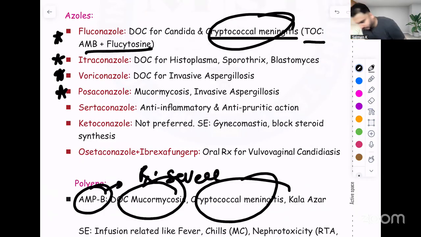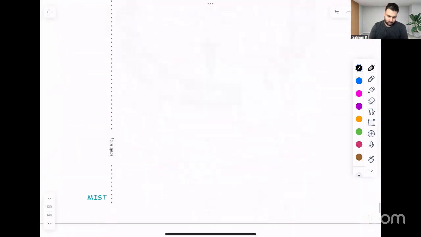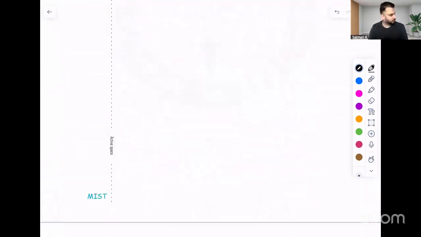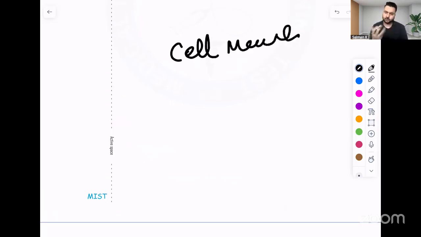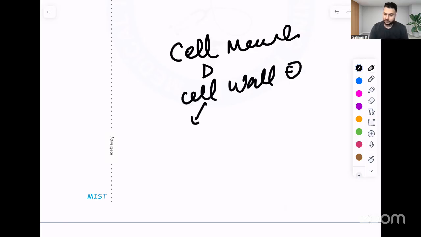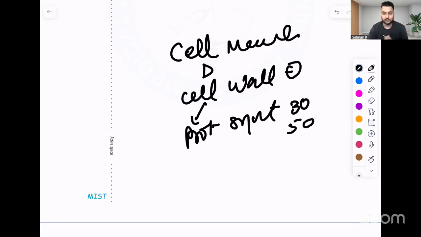Next, if you talk about the general antibiotics, please read the classification. Who comes in cell membrane inhibitor? You should know the classification. Cell membrane inhibitor, drugs like daptomycin. Then you have cell wall inhibitors, drugs like penicillin, cephalosporin, vancomycin, etc. Then we got protein synthesis inhibitors, the mnemonic I might have given you. You can check this later: buy at 30, sell at 50.